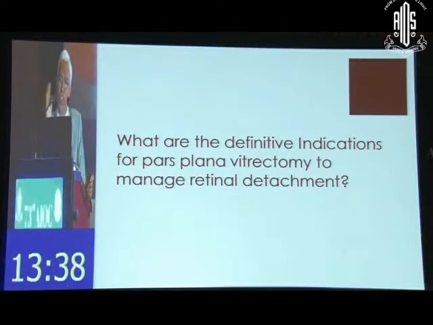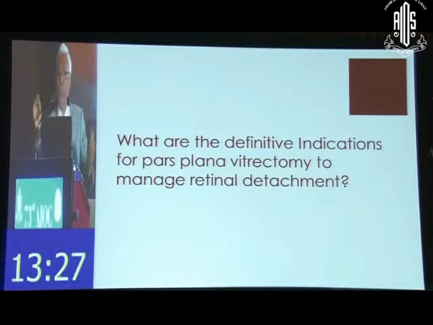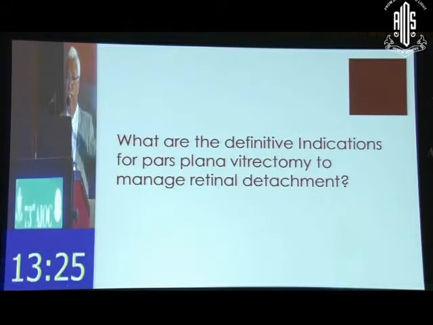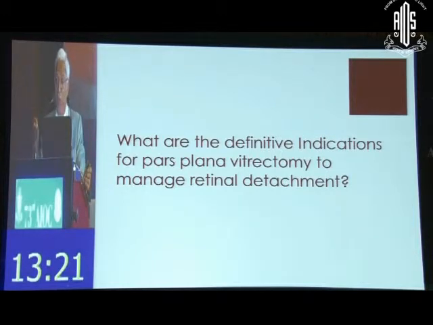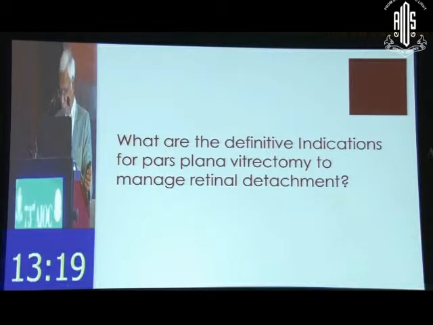Okay, let us switch gears. I am going in a potpourri fashion, no sequence or no order, because as I said, there's no way I can cover the subject in an orderly fashion. What are the definitive indications? Suppose you see a retinal detachment. There are certain cases where you say, no question of buckle, no question of pneumatic retinopexy. I have to do a pars-plana surgery. What would be those indications? Because this is where you will segregate yourself.